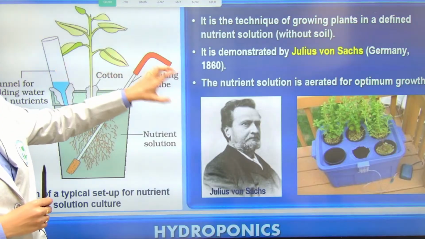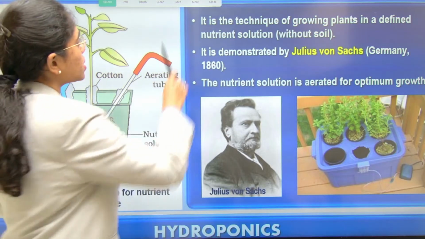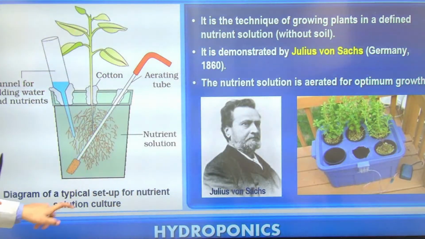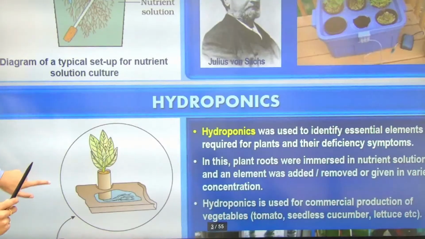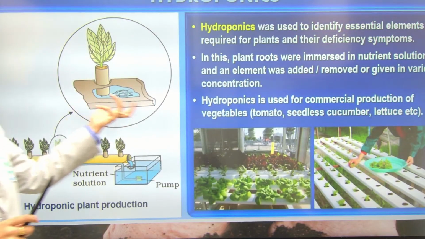Okay, the nutrient solution is aerated for optimum growth. He is the first scientist who developed this, and he is the same scientist who said that glucose is the product that is formed at the end of photosynthesis. And this is about the hydroponics that I told you.